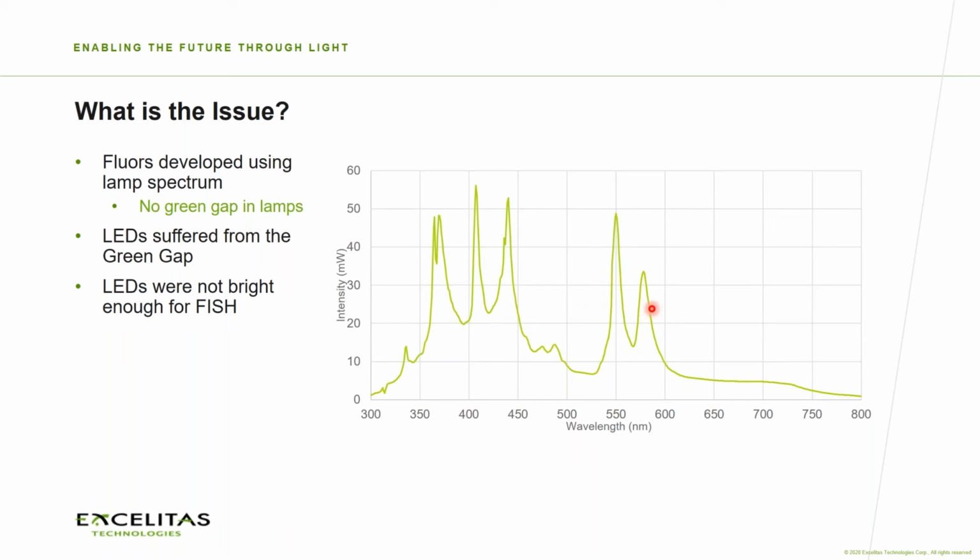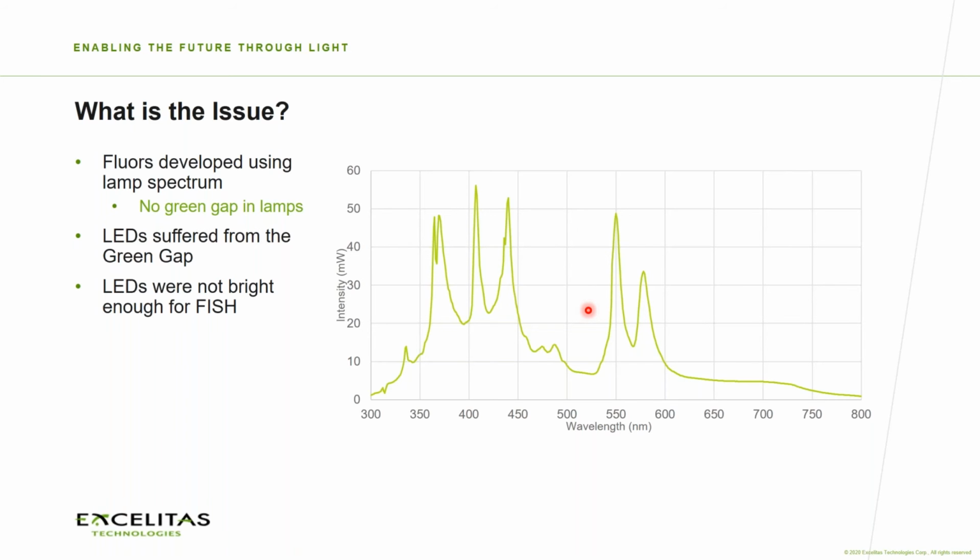And the green gap meant that you could not use LEDs within this green region in order to excite your fluorophores, which emit in the red region. So this was a challenge initially. And also LEDs weren't bright enough for low light level applications, such as fluorescent in situ hybridization.